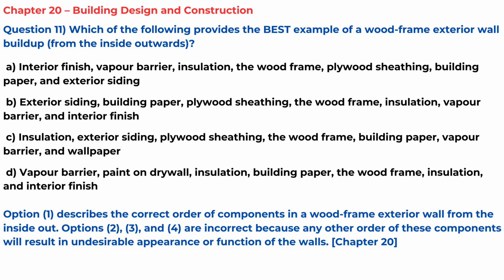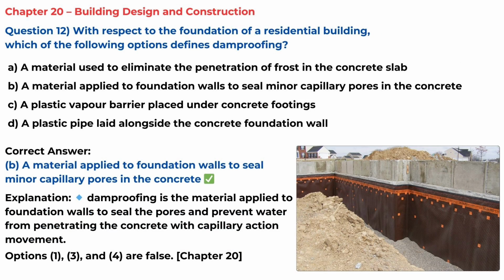function of the walls. Question 12. With respect to the foundation of a residential building, which of the following options defines damp-proofing? Correct answer, B, a material applied to foundation walls to seal minor capillary pores in the concrete.